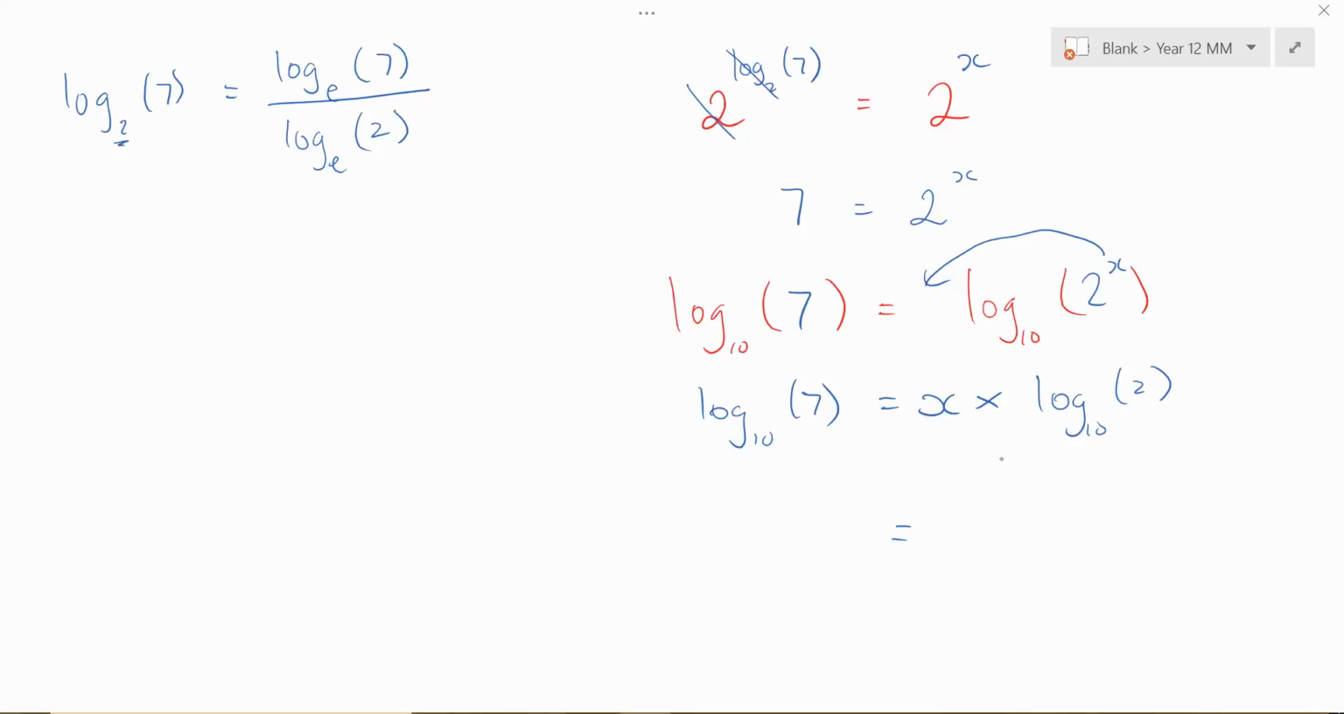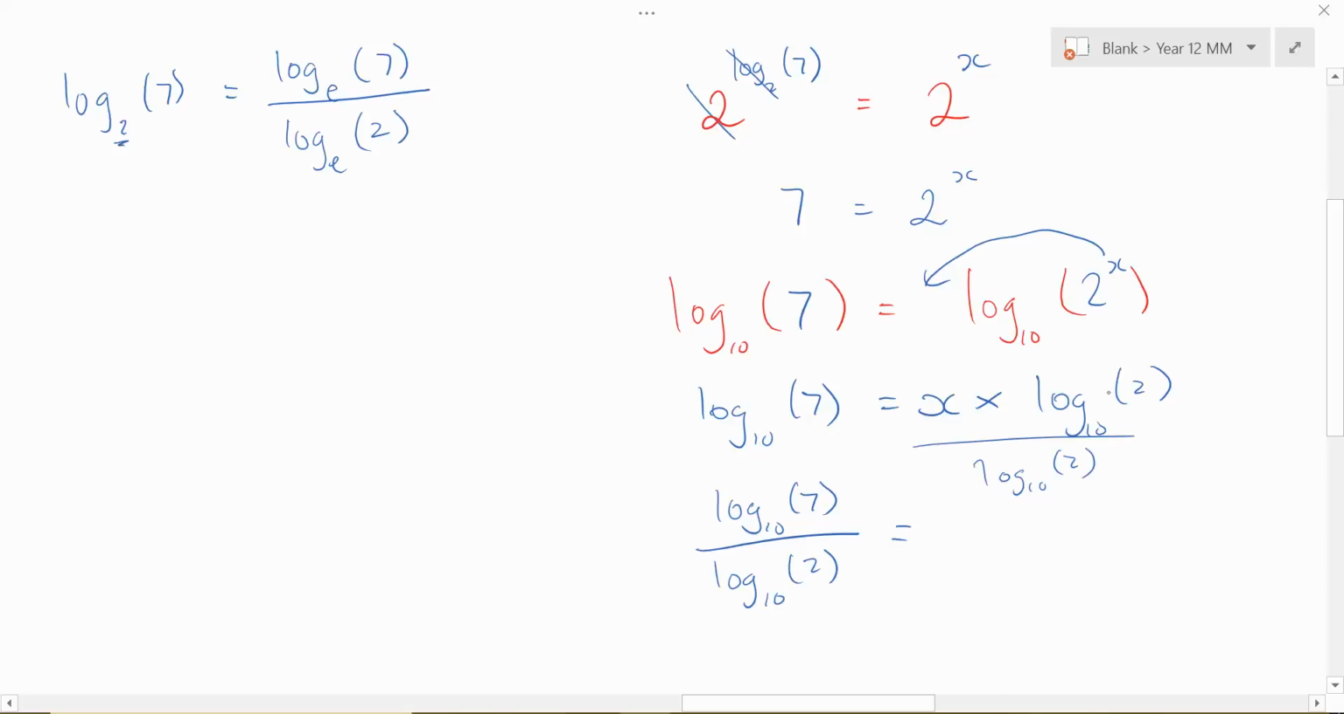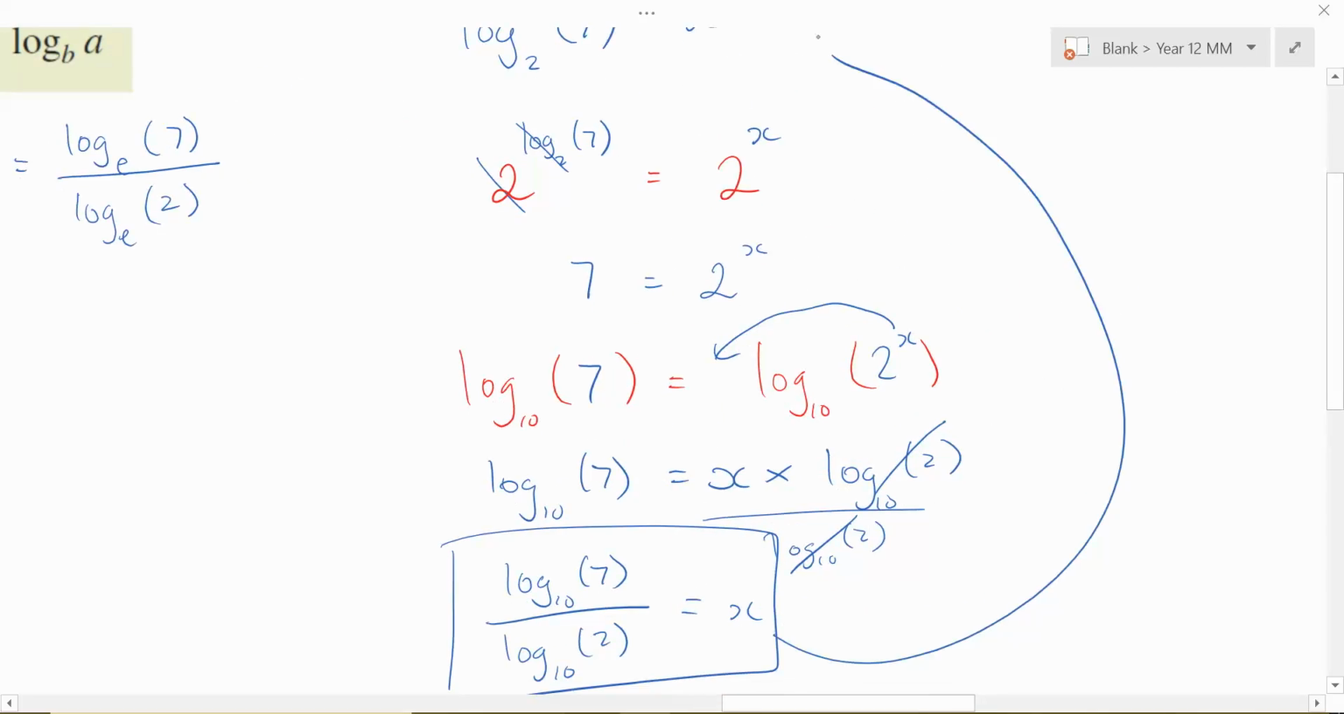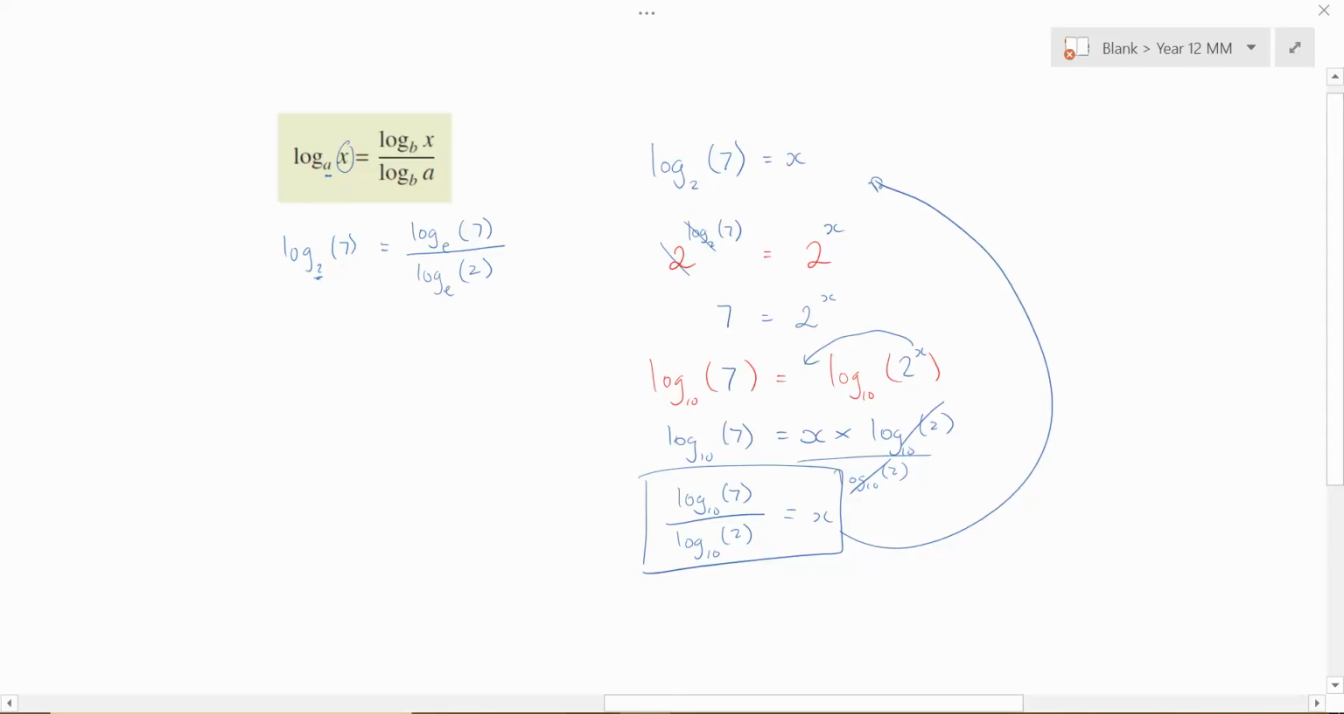So in this case here, I'm going to divide both sides by log 10 of 2, and this is how I get it. I get log 10 of 7 divided by log 10 of 2, and this side, if I divide by log 10 of 2, they cancel out. They divide out to be 1. So now I've got x. That's why this x here, which I can replace up here, makes sense why x is equal to log 10 of 7 over log 10 of 2. Okay, so you see what I'm doing there?